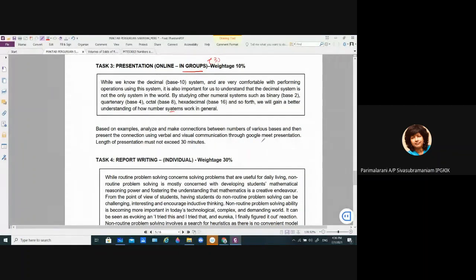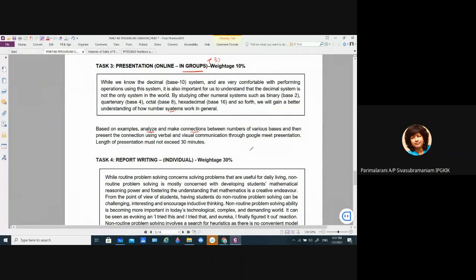Okay, so based on examples, analyze and make connections between numbers of various bases, and then present the connection using verbal and visual communication through Google Meet presentation. Length of presentation must not exceed 30 minutes. That means in your group, you will analyze and make connections between numbers of various bases. Okay, once you have done all the analysis, you will present it.